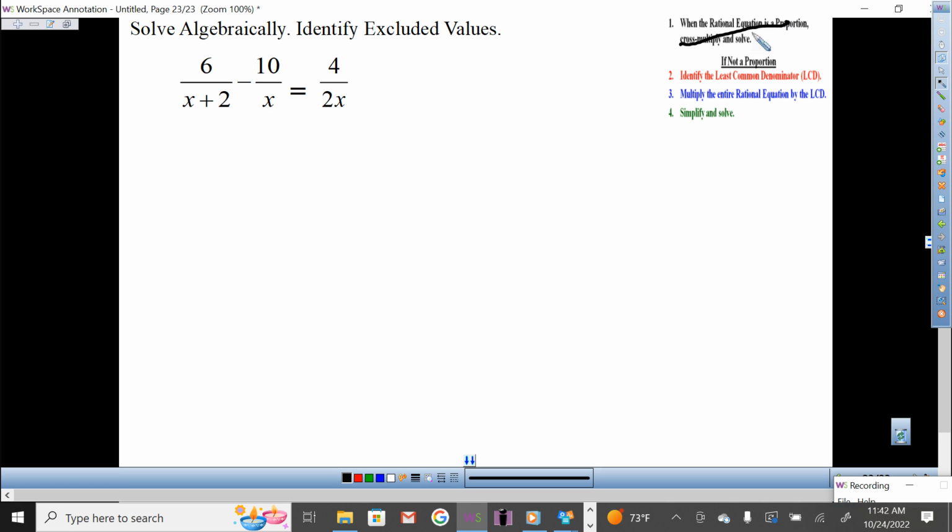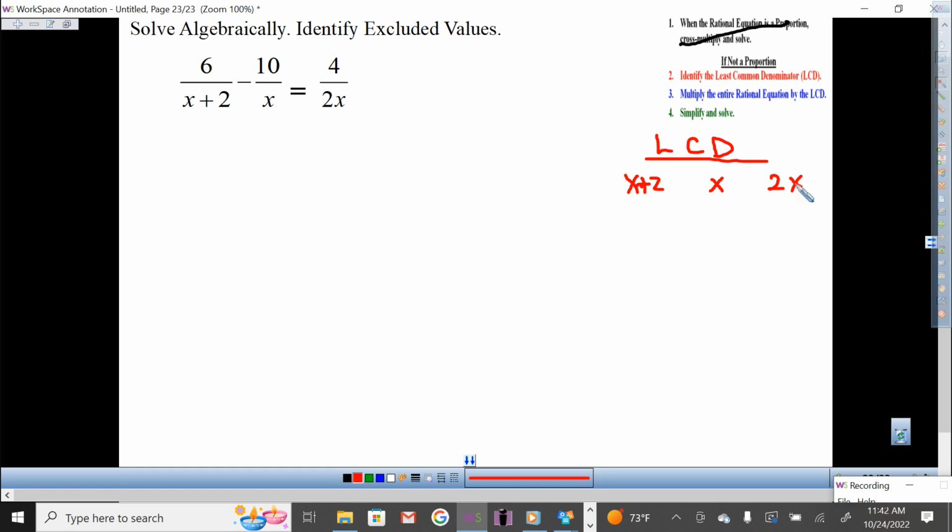So where do we go then? We go to identifying the common denominator. So I want you to go to the far right of your paper, and I want you to write LCD. We're going to first find the common denominator for all three denominators. My first denominator is what? X plus 2. My other denominator is x, and my third denominator is 2x.